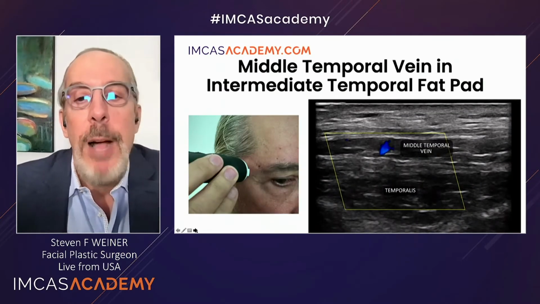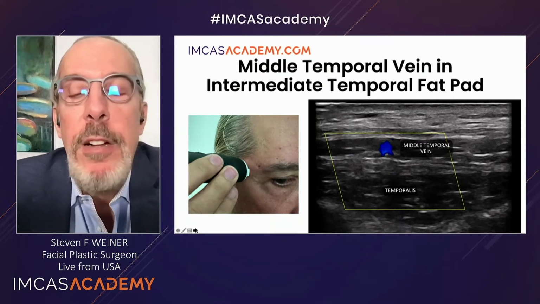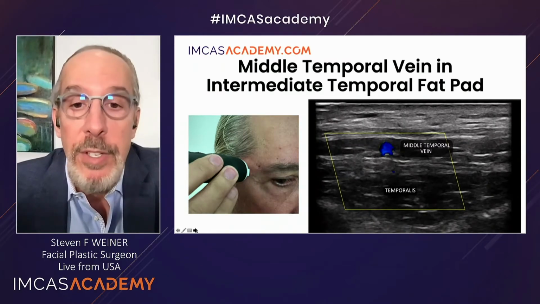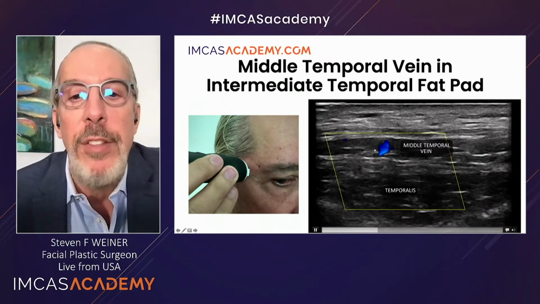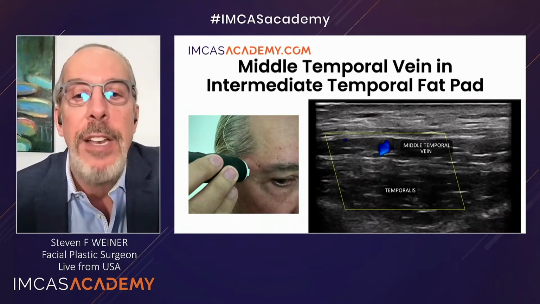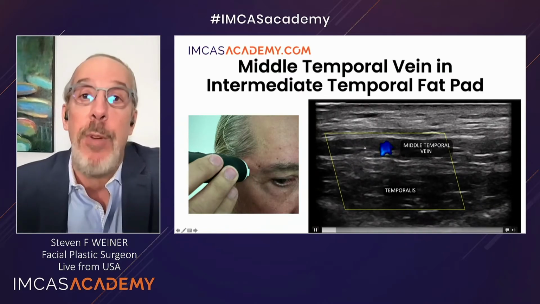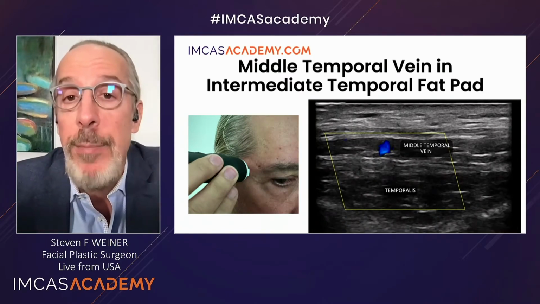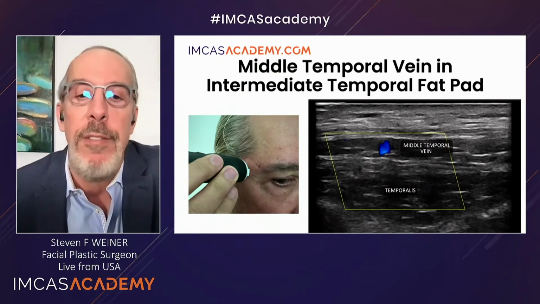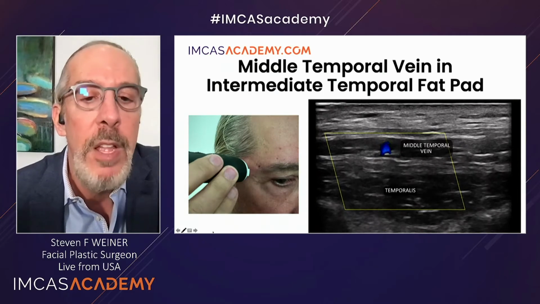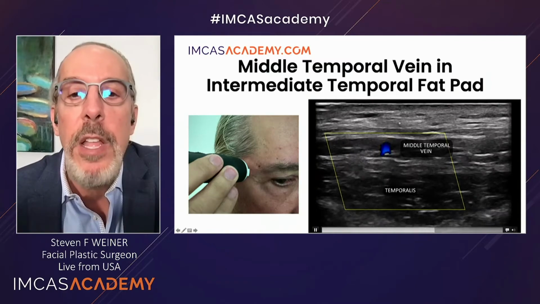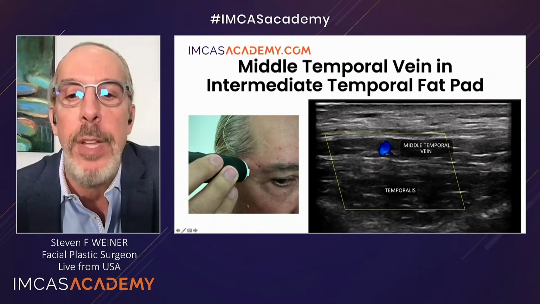So what I'm doing right here, this is very difficult to see, and I was able to find it with my Clarius ultrasound, that middle temporal vein. So the middle temporal vein lies within that intermediate temporal fat, and it's at risk for actually pulmonary embolus if you inject it. There have been cases of that and actually death associated with injections in this area. So just be careful of that vein right there. There's a feeder vein called the sentinel vein, which leads from the superficial veins into this middle temporal vein.